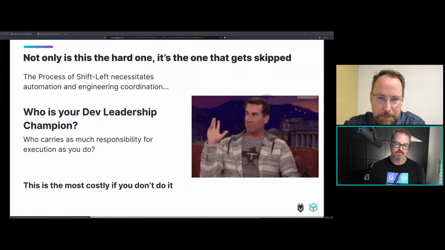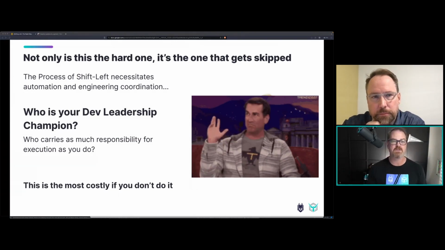And the thing that I think is really interesting is this is the leg of the stool that's the most costly if you don't do it. If you don't talk to people and you don't get people bought into process change using new technology, it just is shelfware. If you don't do this, you are basically buying shelfware.